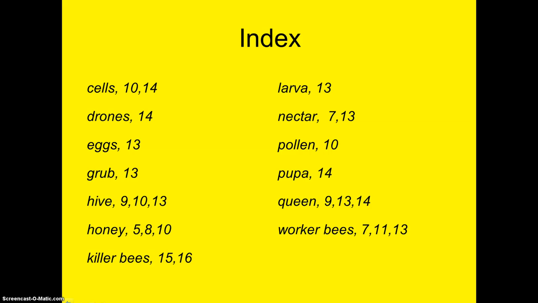Another feature that will help you find a page quickly if you are looking for specific information is the index. The index is located near the back of the book, usually one of the last few pages. An index lists key words alphabetically, and next to those words are listed all the page numbers where you can find that word used in the book. If you are looking for information about the queen bee, we can see that the word queen can be found on pages 9, 13, and 14. Then we turn to those pages to find out more about the queen.